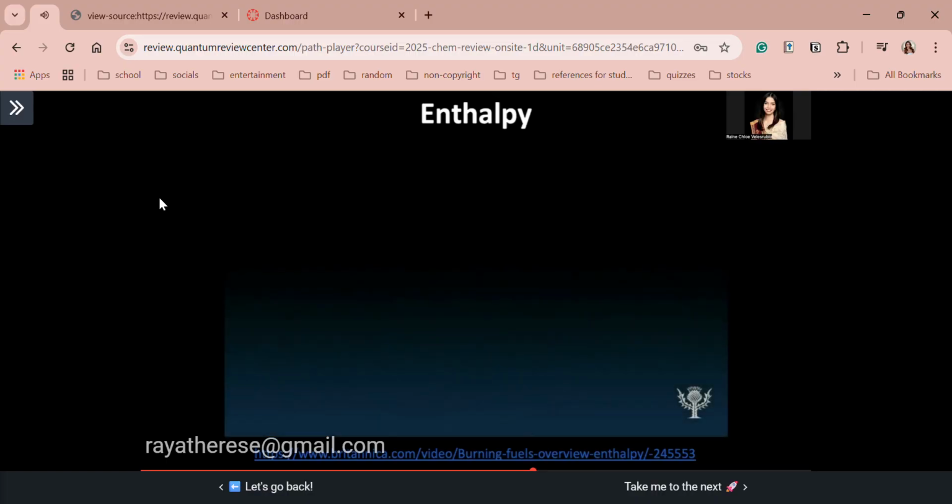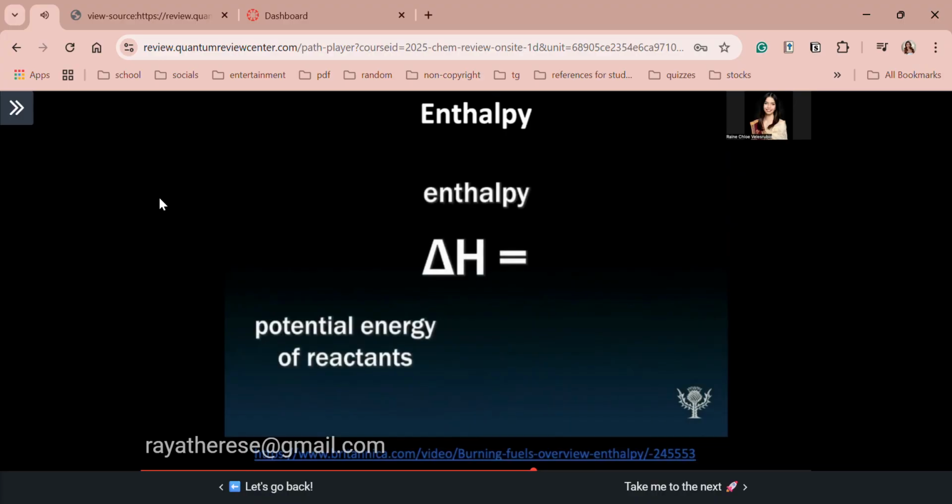Breaking bonds between atoms requires energy. Creating new bonds releases it. The enthalpy of a reaction is equal to the energy required to break the bonds between the reactants, minus the energy released by the formation of new bonds in the products.